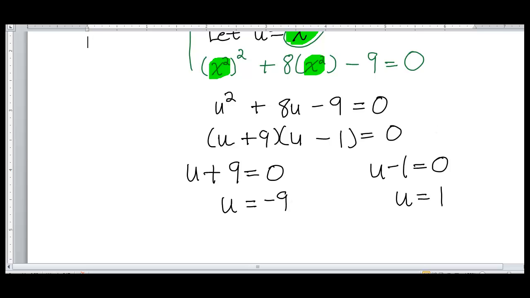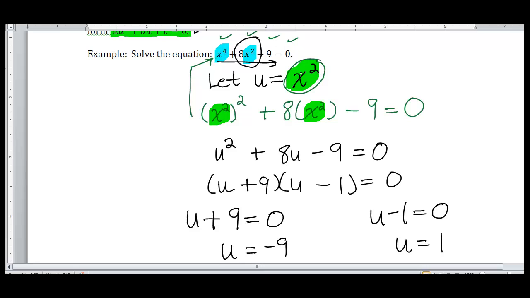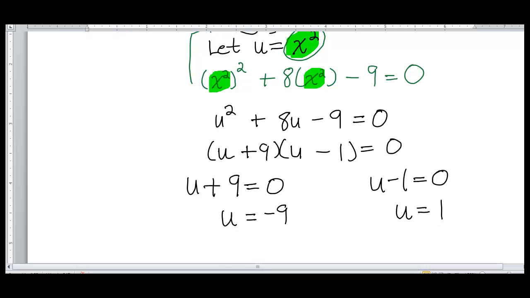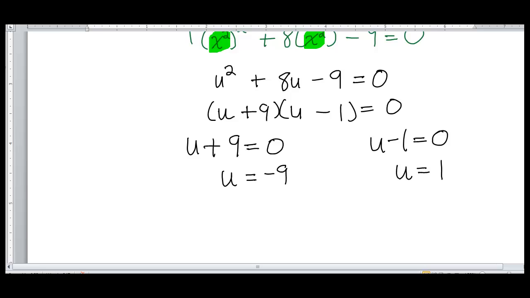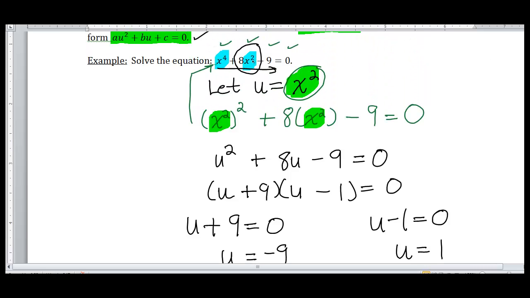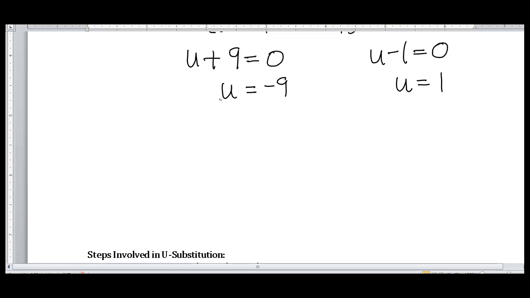When I first started this problem, I'm supposed to solve for x. Which x values can I plug in there and make that equation true? Since I know that u equals x squared, I'm going to replace that u in this equation with x squared, and that's going to help me solve for x. So instead of u equaling negative 9, I'm going to have x squared equaling negative 9.